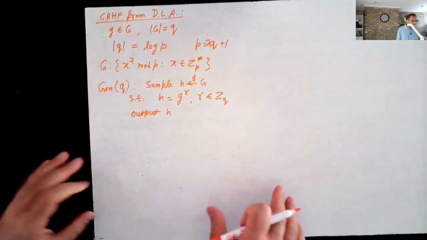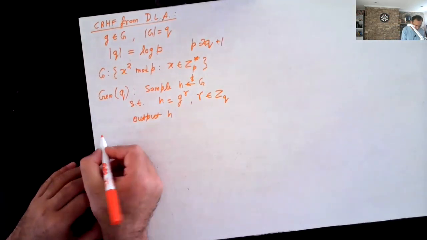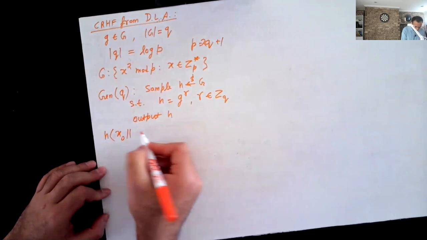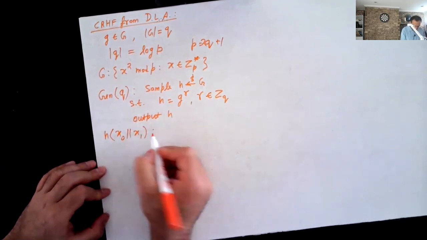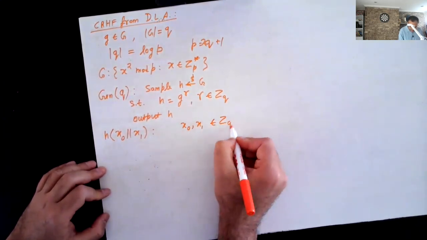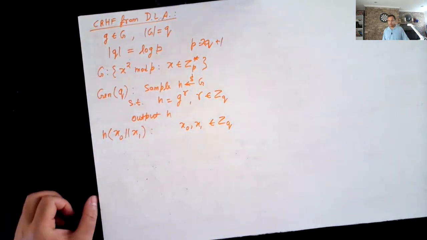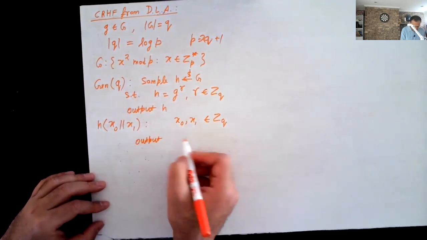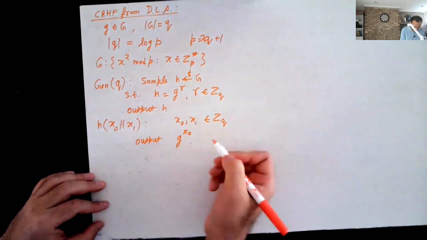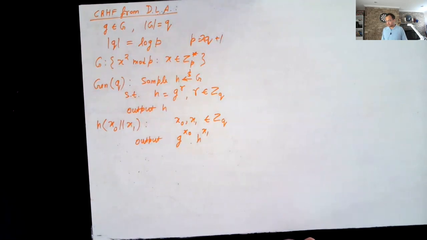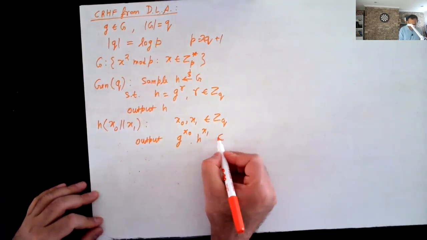And how do you compute this hash function? The hash function takes as input x0 concatenation x1, where x0 and x1 are both in ZQ. And then what you do is you output g to the power x0 times h to the power x1. And this is an element of the group.